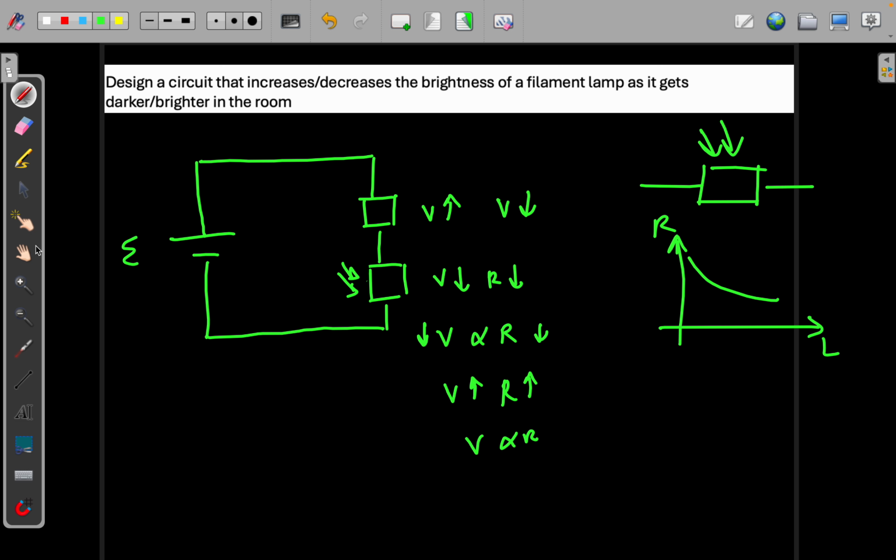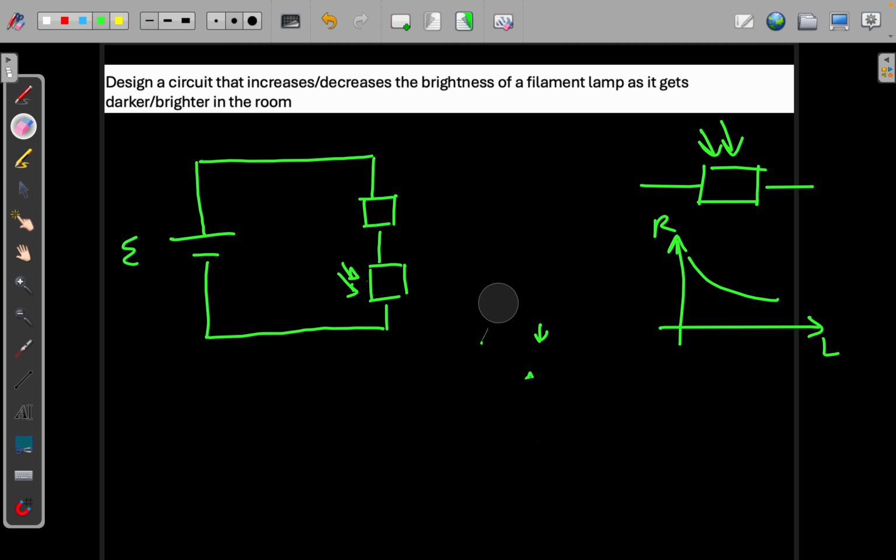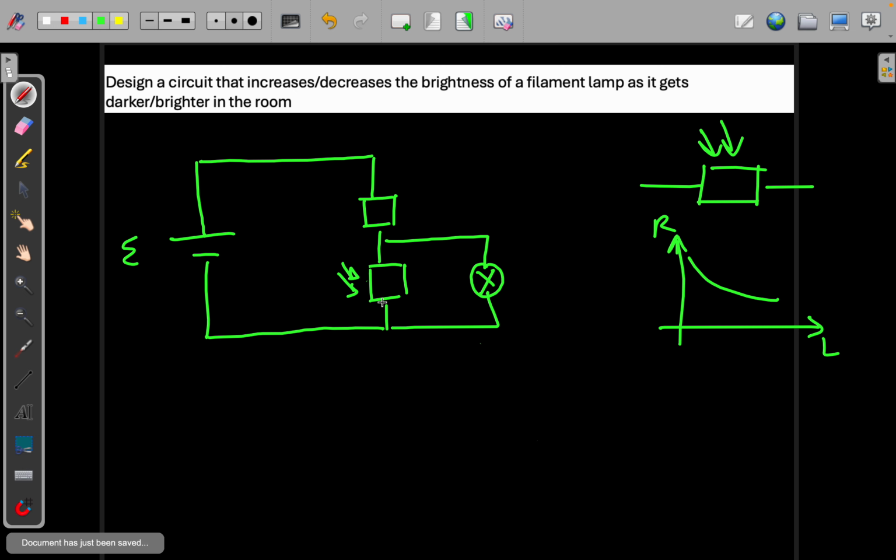Okay, so if we want a circuit that is going to increase in brightness as it gets darker, then what we want to do is put the bulb across here, like that, because as the resistance goes up when it gets darker, the voltage across that bulb would increase because the voltage across this LDR would increase. So V is proportional to R.